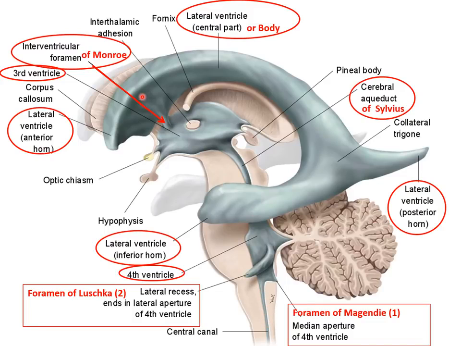Notice that between the lateral ventricles and the third ventricle, we have the intraventricular foramen of Monroe that allows CSF to go from the lateral ventricle to the third ventricle.